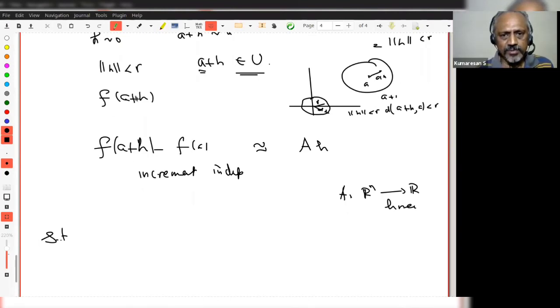So I want to say f is differentiable at a. That means for all h such that the length of h is less than r, f of a plus h minus f of a should be approximately equal to A times h, where A is a linear map from Rn to R. Notice that f of a plus h minus f of a is a real number. A is a linear map from Rn to R. h is a vector in Rn, therefore A h will be a real number. So this real number is approximately equal to this real number. Then what should be the next condition I should impose? Can somebody tell me? Quick.